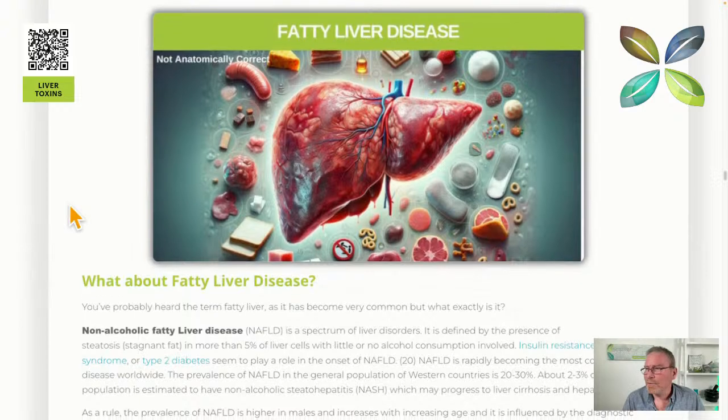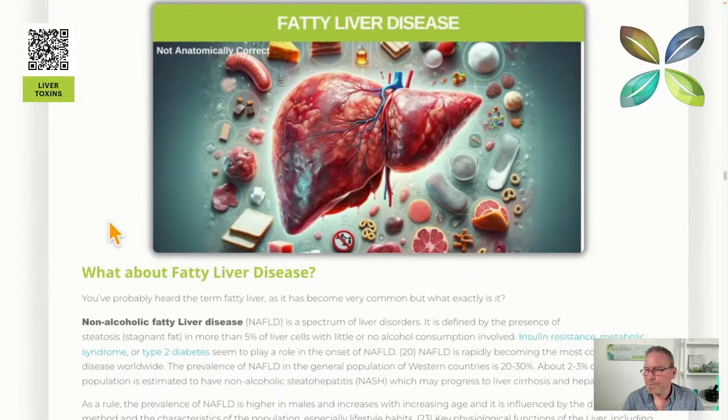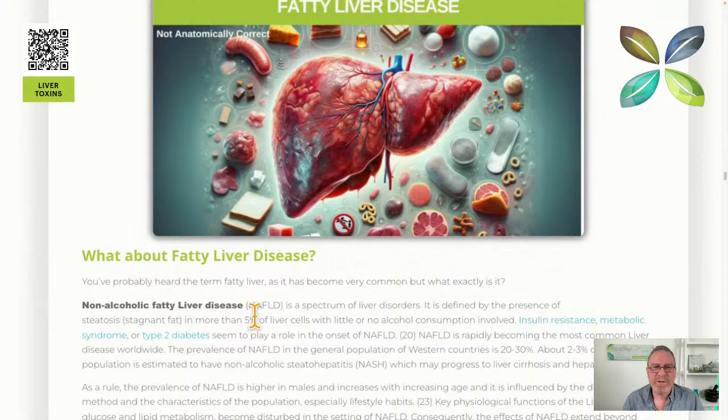So what is fatty liver disease? You think of it maybe just a whole lot of fat accumulating in the liver. Well, in a sense, it is, but it only needs to be 5%. So you see there, if it's more than 5% of liver cells, and also when there's no alcohol involved, that's the proper classification of non-alcoholic fatty liver disease. Of course, alcohol can be involved in liver damage, which is also a liver toxin, but this occurs without alcohol.